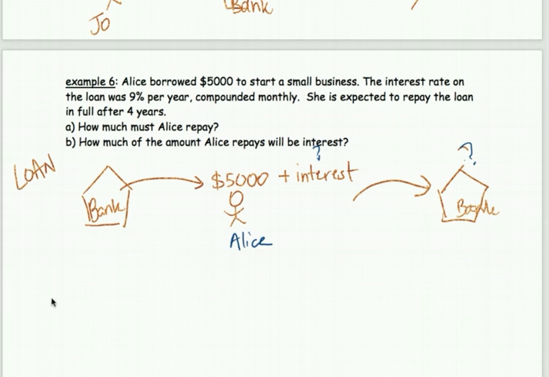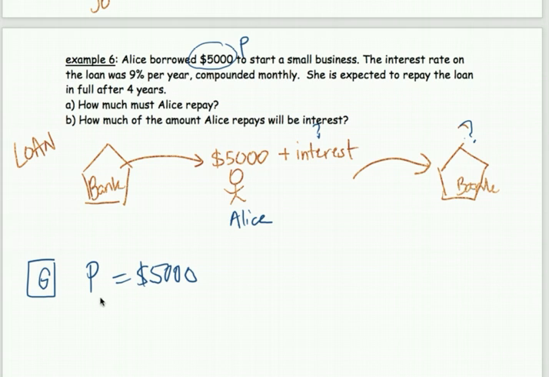All right, so let's go through and figure out all the stuff that's given to us. So we have Alice who borrowed $5,000. That's the initial amount, so that's the principal. That's the present value. So right now the loan is worth $5,000. And the interest rate, there it is, we'll call it R, is 9%, and it's compounded monthly. If you know it's compounded monthly, the compounding period is 12.